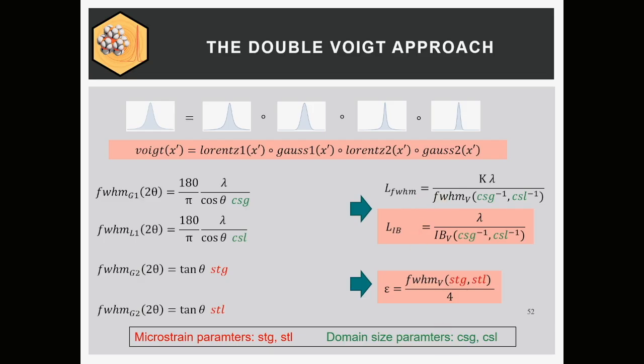Again, there's no physical reason why we use a Voigt. If somebody says, oh, because of the physics it must be a Voigt, it's wrong. We do it because it works.